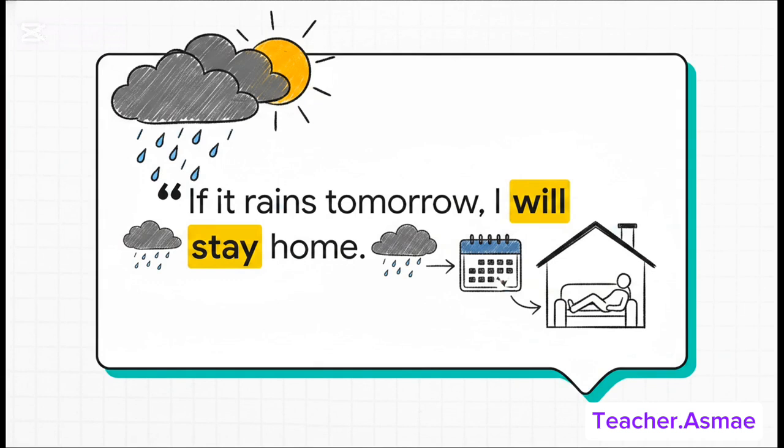Here's our source example. If it rains tomorrow, I will stay home. Let's check the math again. If it rains, there's your if plus present simple. I will stay, will plus verb. Imagine you're looking at the sky. You see those dark clouds rolling in, and you're making a solid plan based on a very real, likely possibility. It hasn't happened yet, sure, but it's very much grounded in the real world.